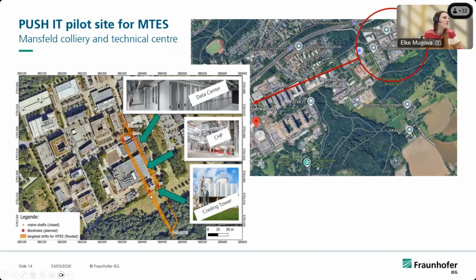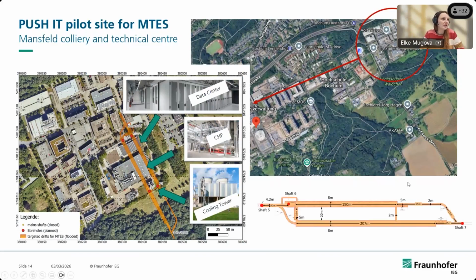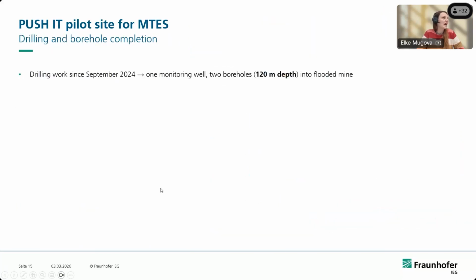So I have one more image here, exactly. So we thought about, okay, we have this mine here, we have surplus heat from the data center and from the CHP unit and from the cooling towers. Let's drill inside the mine and install a mine thermal energy storage facility. So we have four drilling points. That was the original idea.